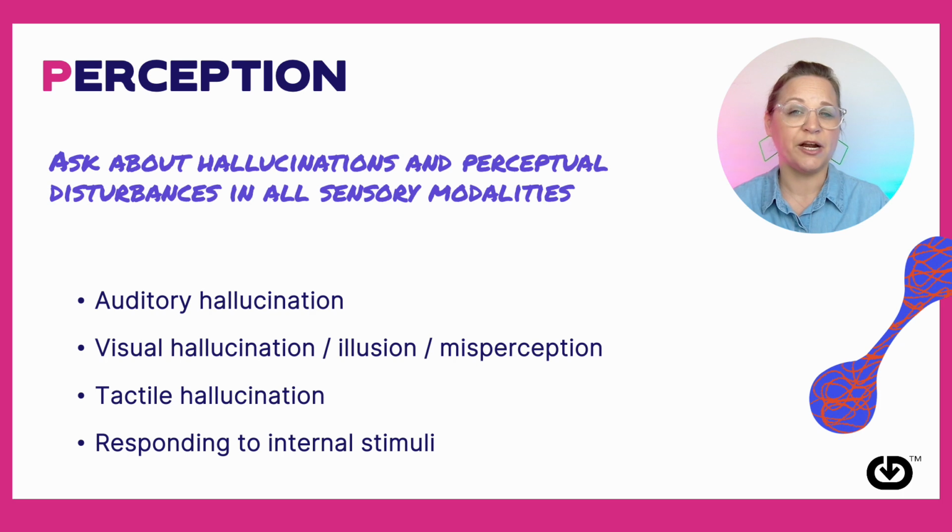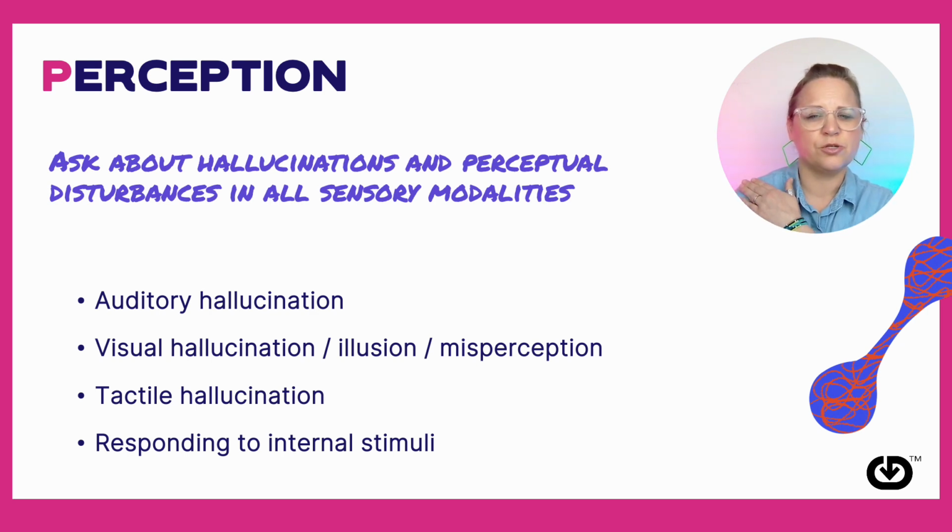These can include auditory hallucinations, when they hear things or people that aren't there. They may have visual hallucinations where they see things that aren't there. They may have tactile hallucinations where they feel like someone's maybe tapping them on the shoulder, but there's no one there.